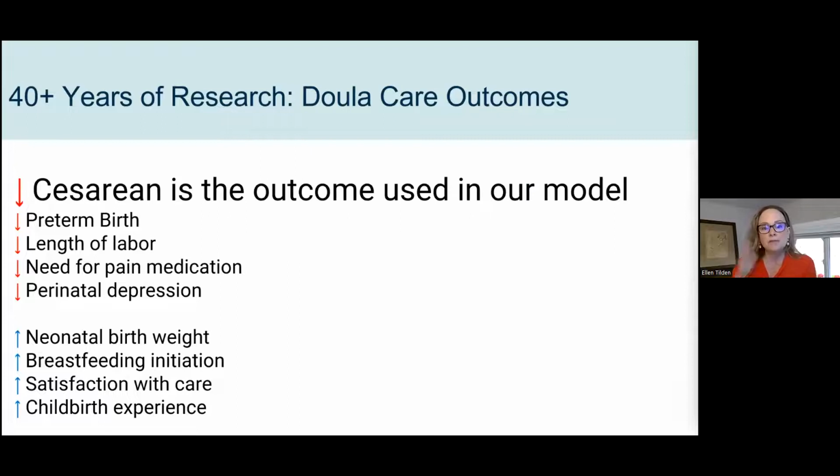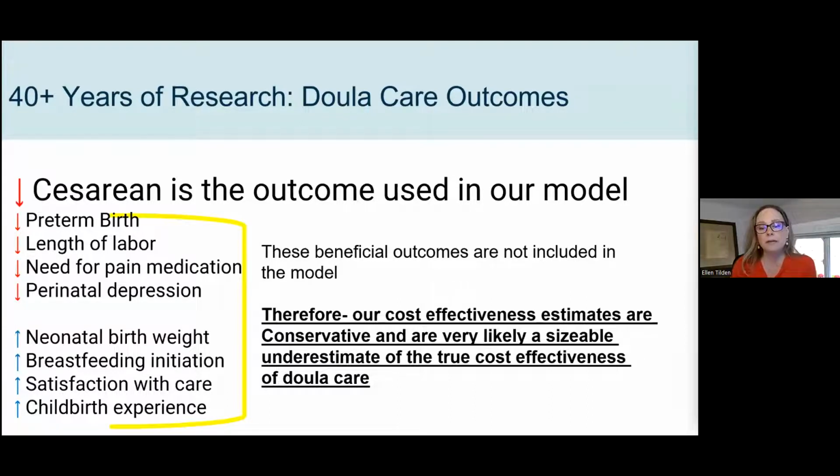Next slide, please. So of this evidence, our model only considered cesarean. We made that decision for many reasons, but the main one is that the science is strong enough and cumulative enough on that particular point that we felt it was appropriate to include in the cost effectiveness model. Next slide, please. So even though we have fairly compelling evidence that doula care improves many of these outcomes, particularly length of labor, breastfeeding success, and satisfaction with care, the impact of all of these outcomes were left out of the model. And for this reason, our findings are likely a sizable underestimate of the true positive cost effectiveness of doula care.